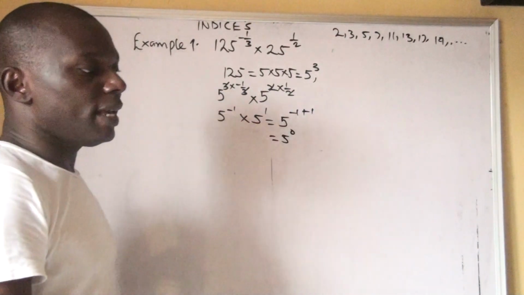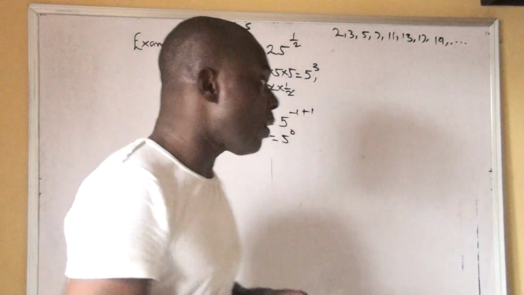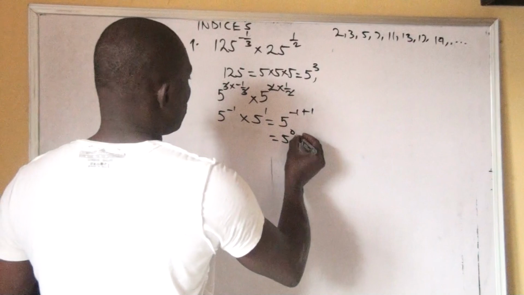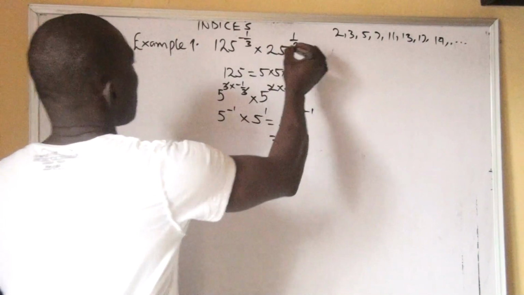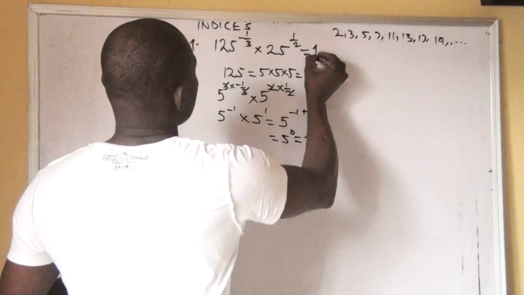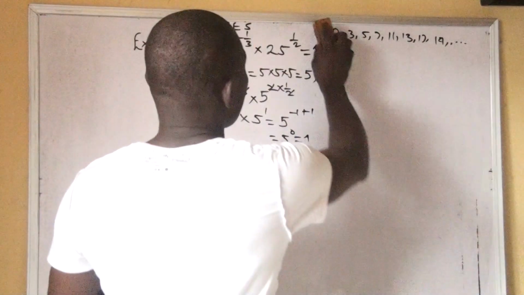And we also said in the laws that any number raised to power 0 is equal to 1. So 5 raised to power 0 is 1. So in this question, our answer is exactly 1. Okay, that is the first question before us.